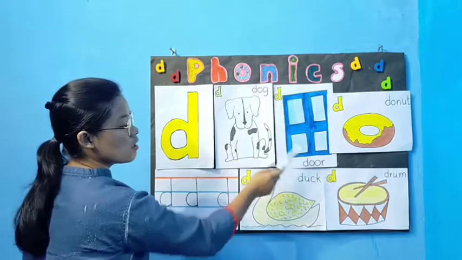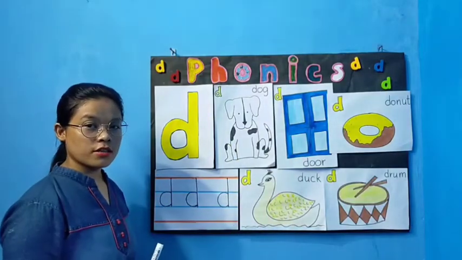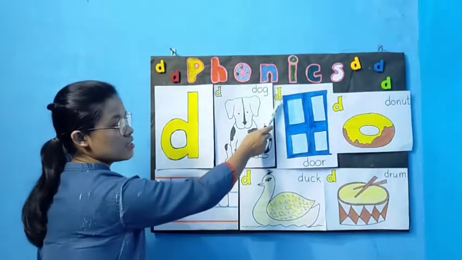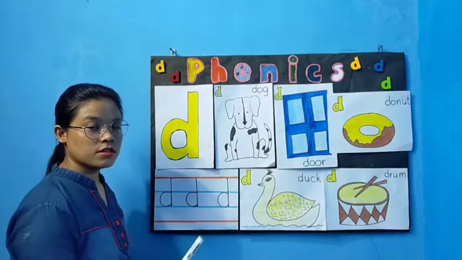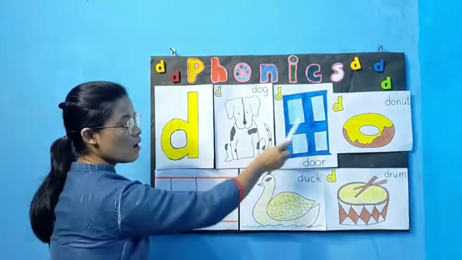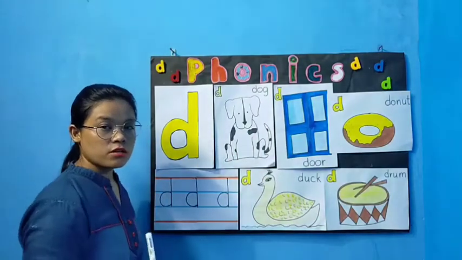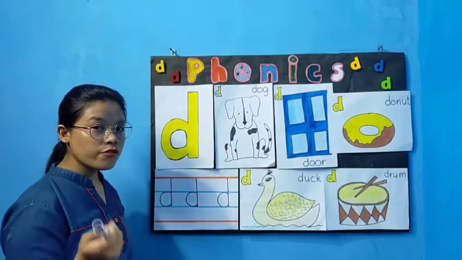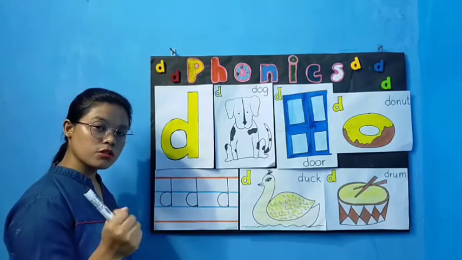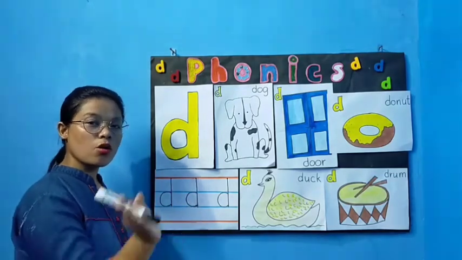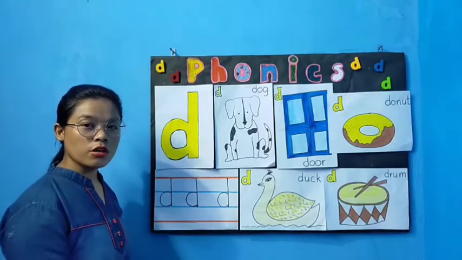D, door. D, door. D, door. Okay, so all of you have doors in your house. When you go out, you shut the door. When you go in, you open the door. Okay.